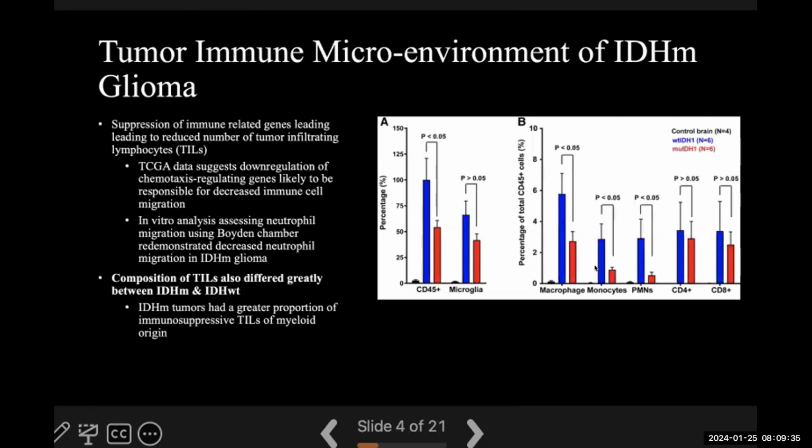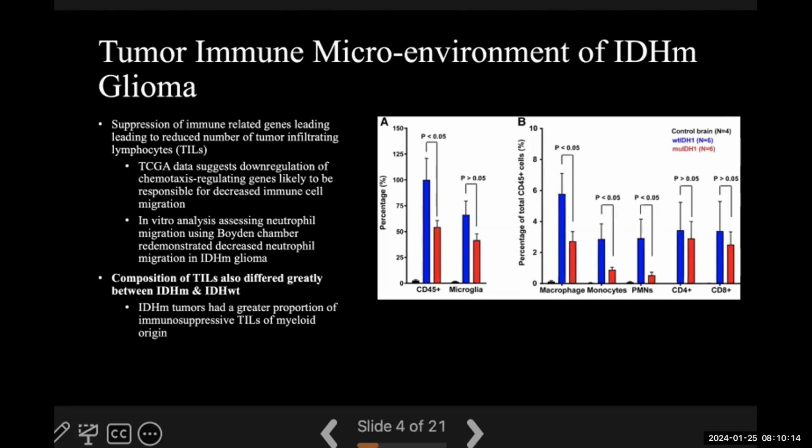So what does that really mean in terms of the tumor immune microenvironment when you have widespread hypermethylation and suppression of some of these immune genes? The figures on the right are flow cytometry data that we collected in the lab. Red is IDH mutant and blue is IDH wild type. Looking at flow cytometry studies of CD45 positive cells, which is a marker for leukocytes, you'll see a significantly decreased amount of tumor infiltrating leukocytes within IDH mutant gliomas.